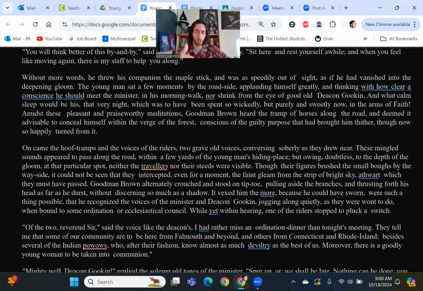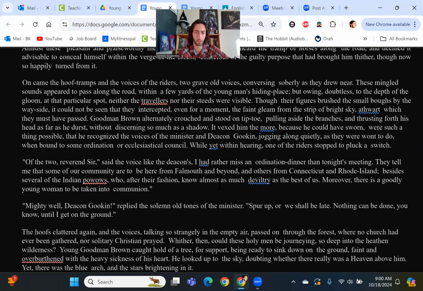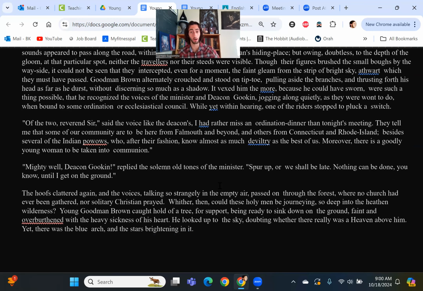He hears two more people coming, and we can kind of skip over this. We can see that it's Deacon Gookin and someone else, and they're basically talking about how they're on their way to this devil meeting, and there's going to be Indians and all these other kinds of people there. And there's also going to be a young woman brought into communion tonight. Okay, obvious foreshadowing here. There's some kind of dark satanic communion that a young man is being brought into, probably Goodman Brown, and a young woman, probably Faith, right?